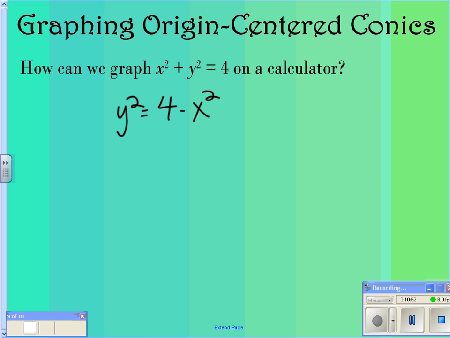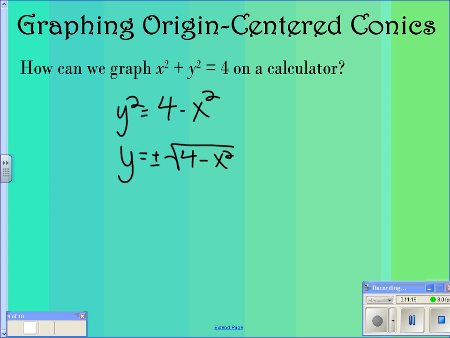Do you agree? Then what would you do? All right, square root of 4 minus x squared. Anything else? Square root, what do? You got to have a plus or minus.